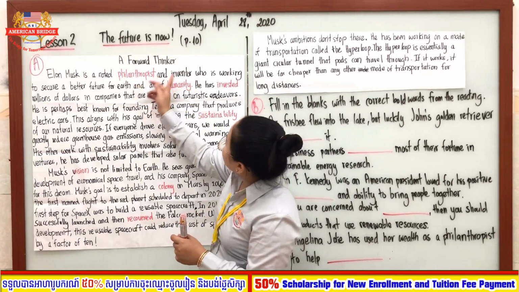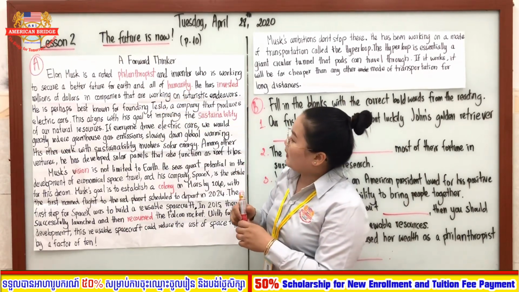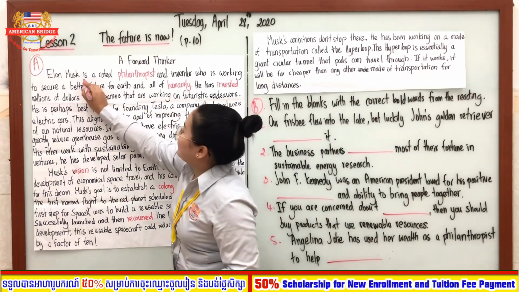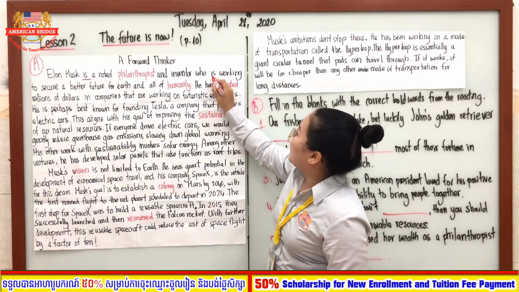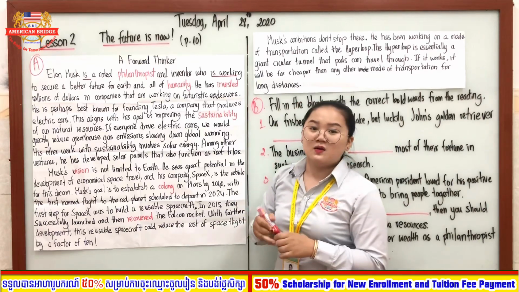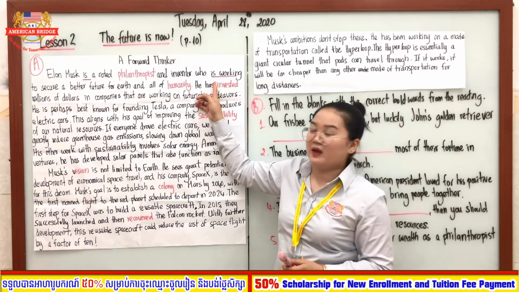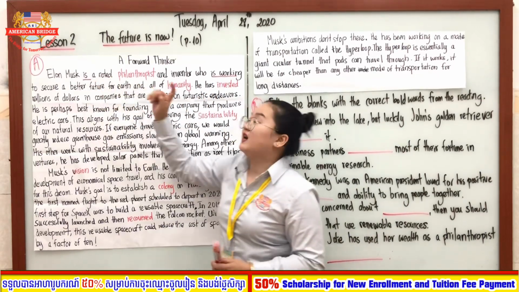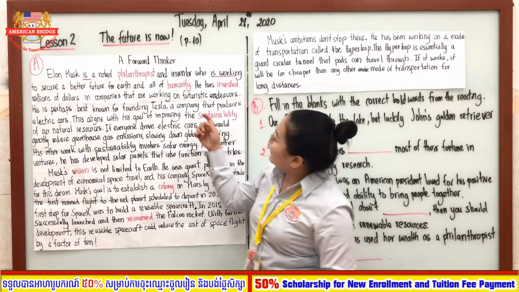I believe that there are 2 present tense verbs in this sentence. The first one is is, and the second one is working, okay? So these 2 are the present tense verbs. This one is present simple and this one is present continuous. Move to the next sentence.